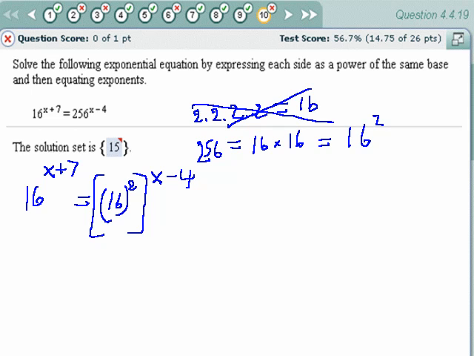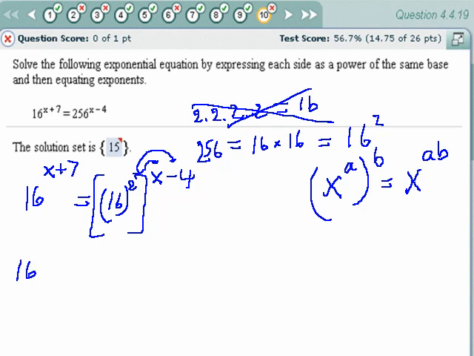Now, let's remember the power to power rule. If you have a power to a power, then you multiply the exponents. So in this case, we have a power to power. So let's multiply 2 times x minus 4. So here we get 16 to the power x plus 7 equals 16 to the power 2 times x and 2 times 4, which would be 2x minus 8.